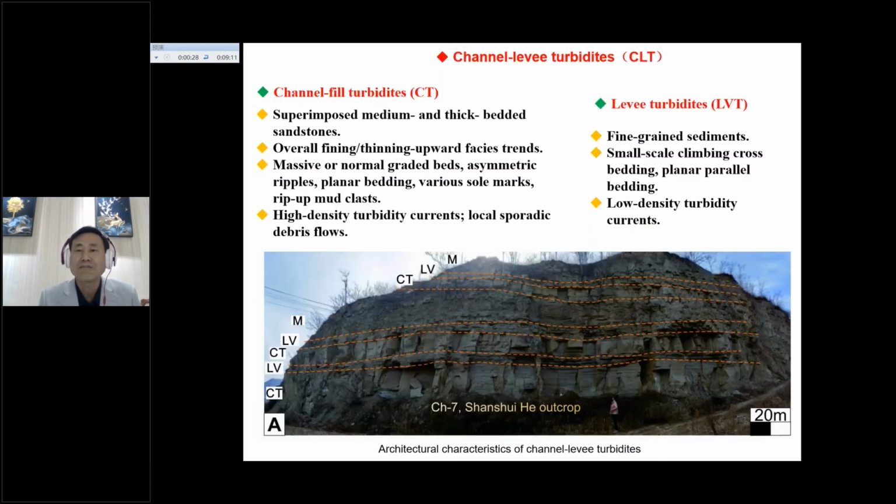Levee turbidites are fine-grained sediments, mainly due to lower density turbidity currents. Here is the example in outcrop, interbedded with channel fill turbidites and levee turbidites.